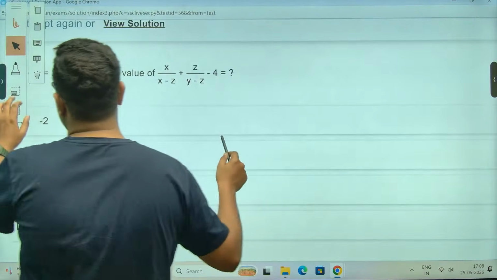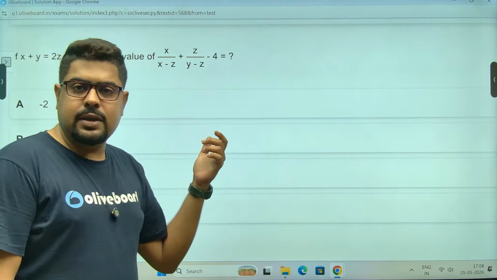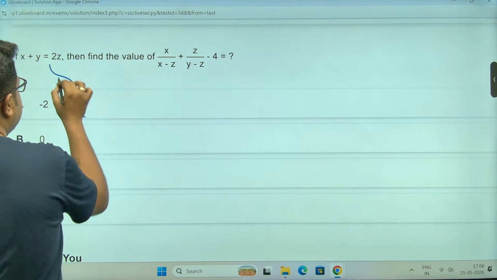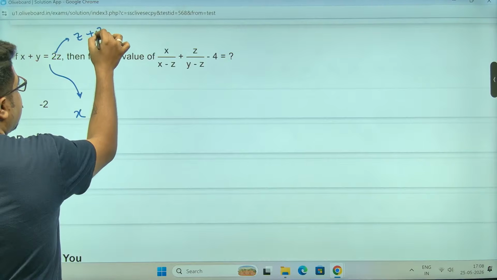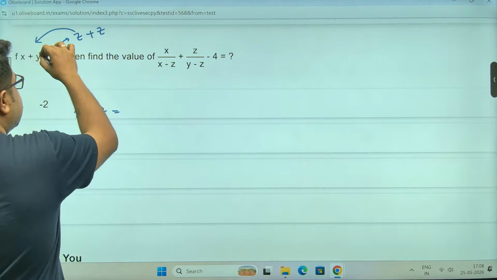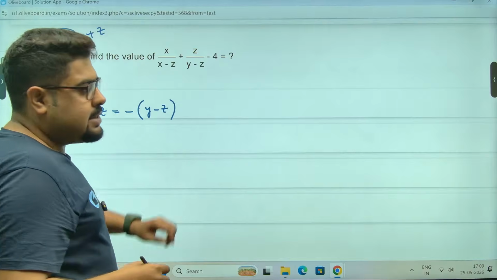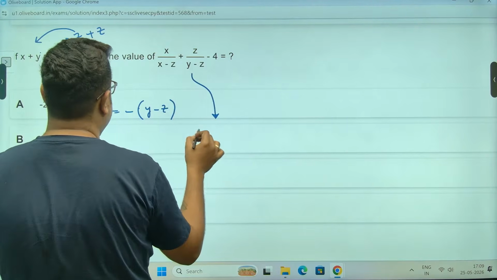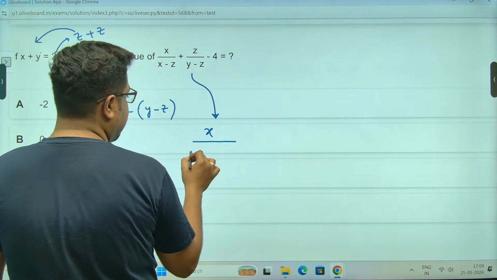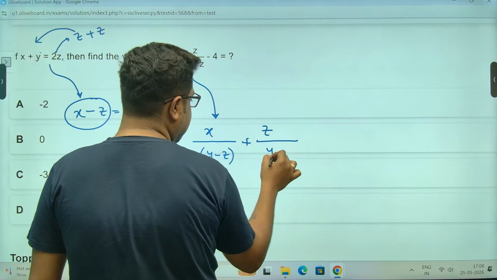Next one, please. Again, the most popular method over here will be value putting. But if anybody is willing to use their brain, they will say 2z meaning z plus z. So take one z to this side and take the other y to this side. So this will become minus y minus z. I've just jumped a step. Why? Because I just want to do this: x by x minus z. I'm writing x by, this is y minus of y minus z, plus z by y minus z.